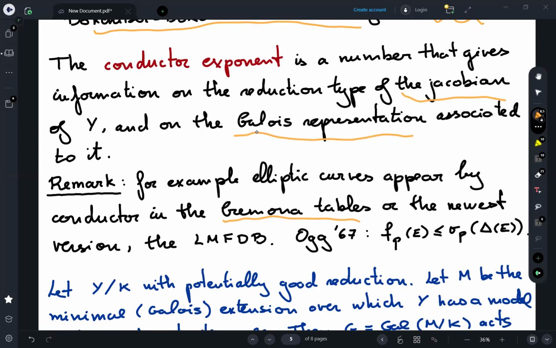The thing is that there is a relation between the conductor, this is the conductor at p for the elliptic curve: it is always smaller or equal than the valuation at the prime that you are looking at of the discriminant. Well, the Ogg formula is more precise. It's not only an inequality, but this is a corollary of the formula.